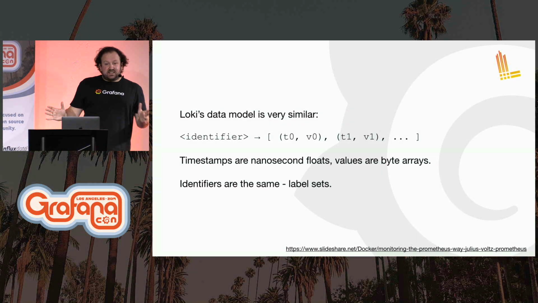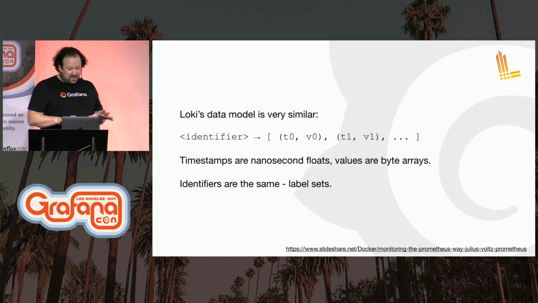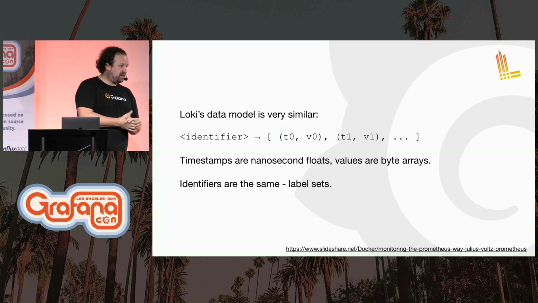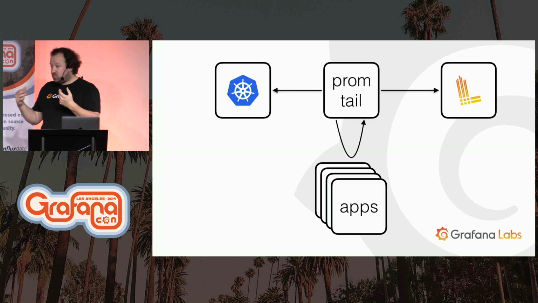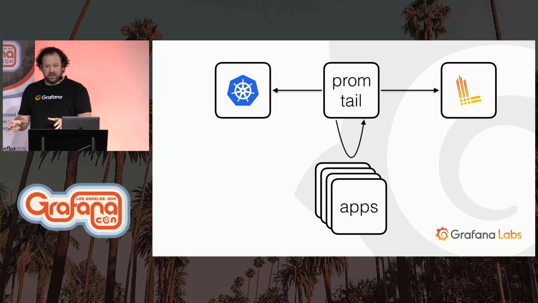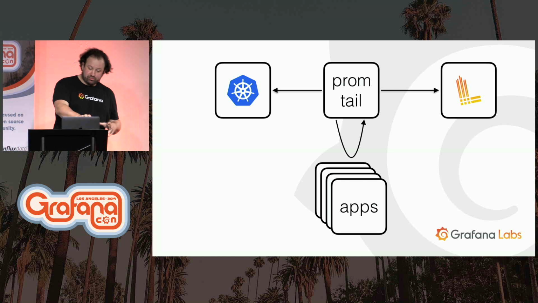In Loki, we do exactly the same thing. This just comes as no surprise. The data model for Loki is identical to the data model for Prometheus, except we've changed the values, which were float64s, to bytes. That's it, the same thing. And then to gather these values, we use Prometheus. We use the Prometheus code base embedded into a job we call Promtail.